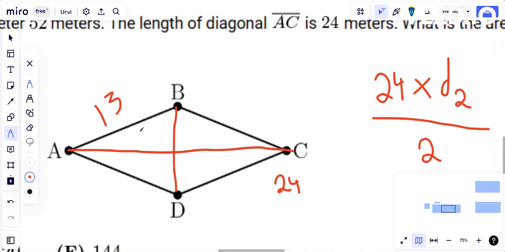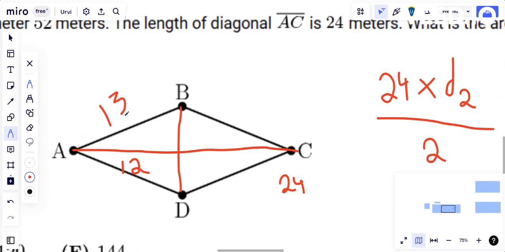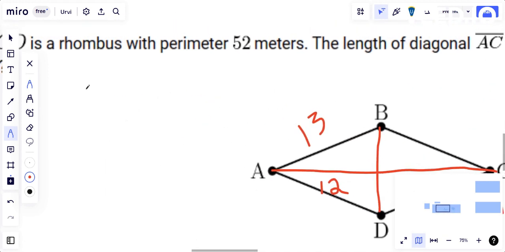BD. So, what's this? This is 12, right? Because this is 24, and then half of it is 12. Okay. So now we have 169, which is 13 squared, minus 144, which is 12 squared. And if we subtract, let's see, what do we get? We get 25 right here.